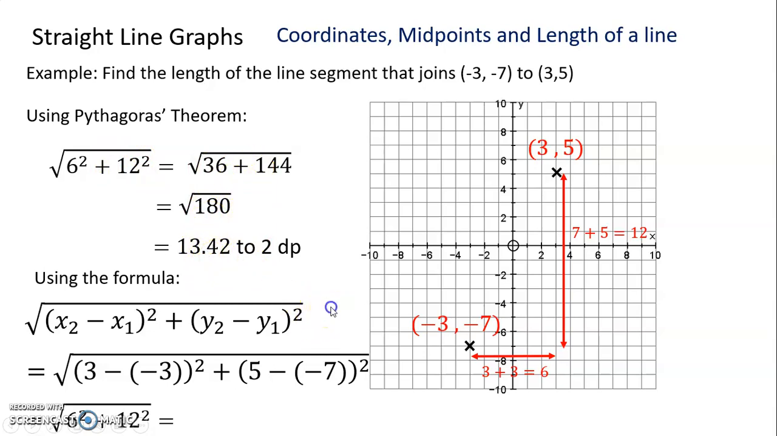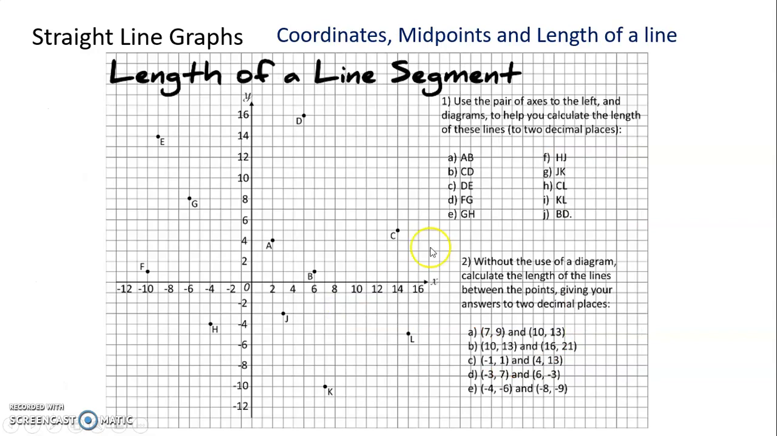Okay, so your task for today, first of all, you've got question 1 here, where you're finding the length of the line segments that join the points you've got here. So for example, the first one is AB. So you're looking for the line segment that joins AB. You need to find the length of the difference in the y's, the length of the difference in the x's, and then use Pythagoras to find the length of your line.